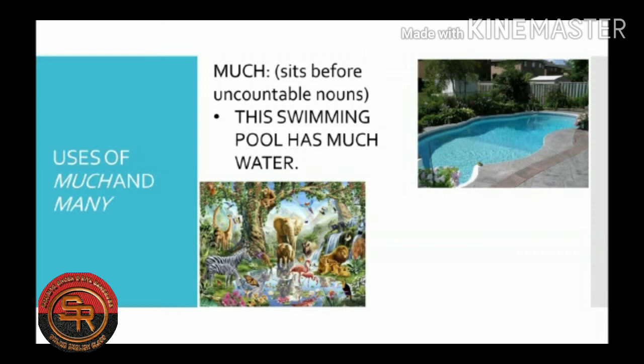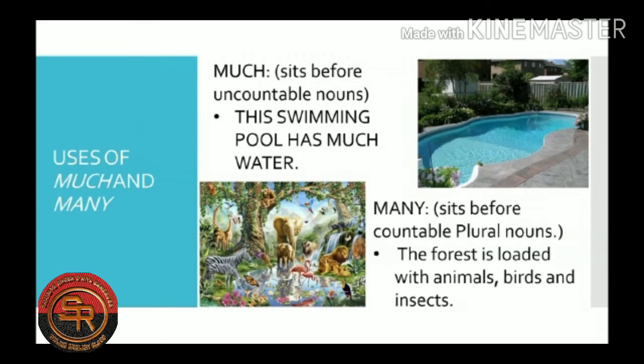Next, it's a picture of a forest you can see, and so many animals, birds and insects are there. So we can see the forest is loaded with animals, birds and insects. So many we can say sits before countable plural nouns. Okay.